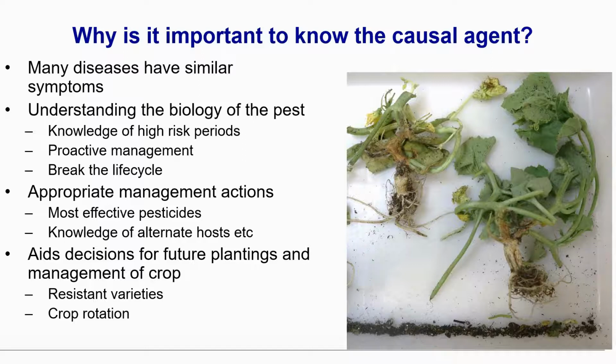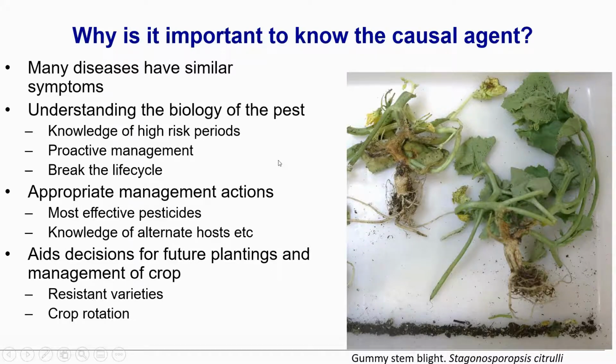The idea being to break the life cycle or make the growing conditions less favorable so you can put in the most appropriate management actions. Even for pesticide application, or in the cases of some pathogens like Fusarium, the value of fungicides is pretty limited. So it can help you to make decisions for future plantings, for this planting, and so on and so forth.